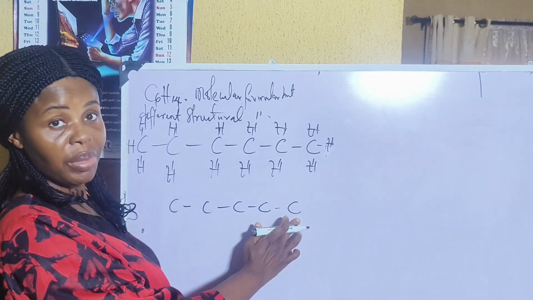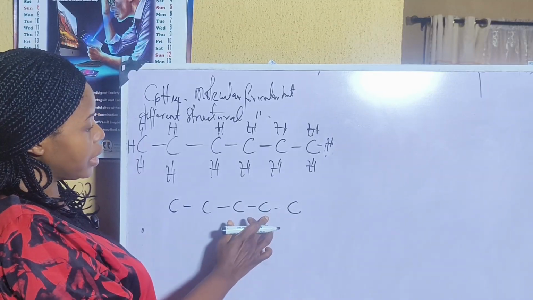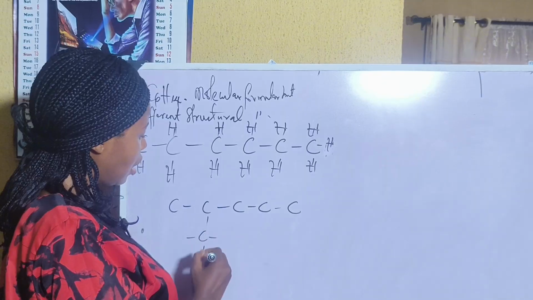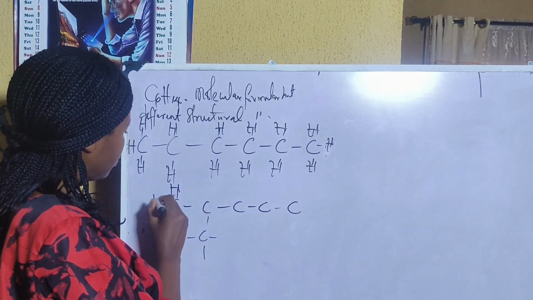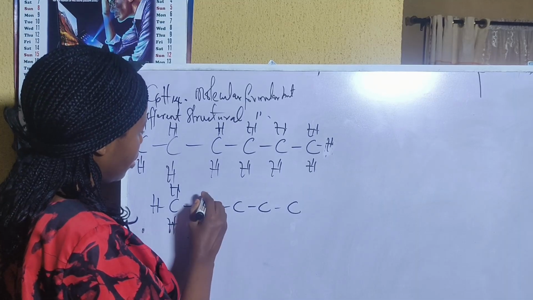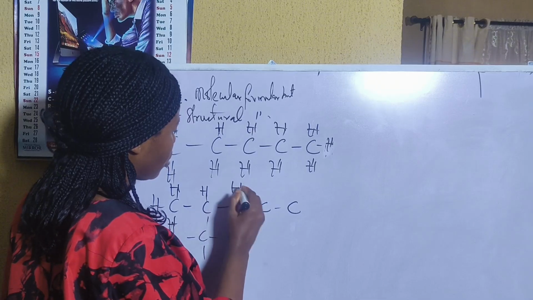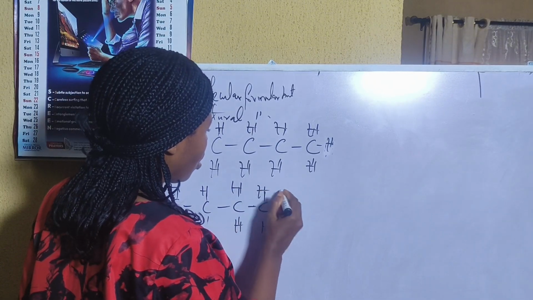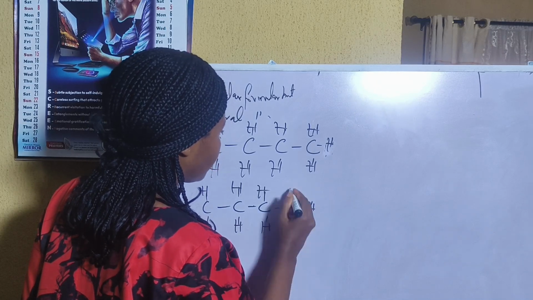I will not place it on the terminal carbon. I won't place it here, I won't place it here. I either place it here or here. So if I place it here, remember each carbon is tetravalent, 1, 2, 3, 4. So this is what we have.